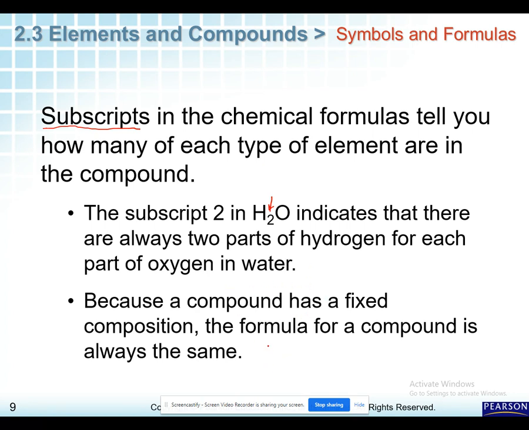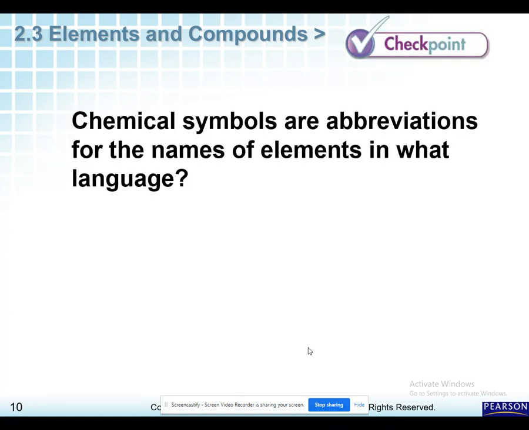Again, we've been using sugar as an example, C12H22O11. This means there's 12 carbon, 22 hydrogen, and 11 oxygen. So chemical symbols are abbreviations for the names of elements in what language? I want you to see how you answer that.